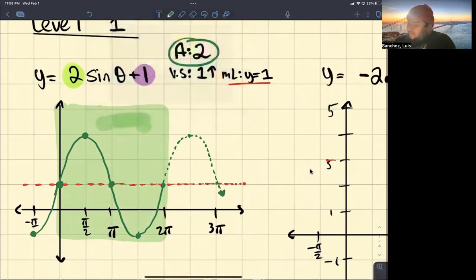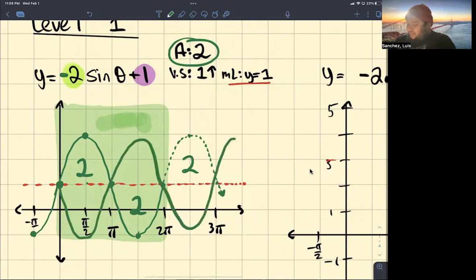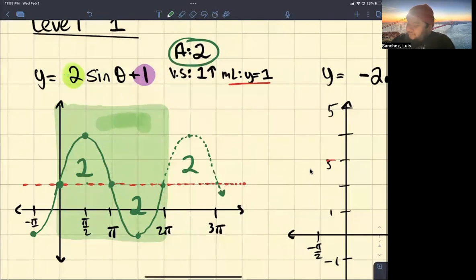Notice how my amplitude here is 2 because we go 2 above our midline and we're going 2 below our midline, then 2 up, 2 down. It's gonna repeat itself over and over and over. That's how you draw sine and cosine. Now, just know if we had a negative here, then instead of going 2 up, we would go 2 down and just draw that graph, okay? But we don't have a negative, so we're gonna have that.